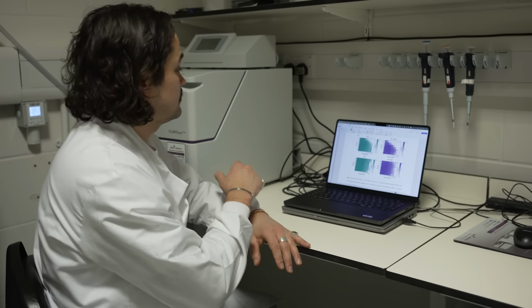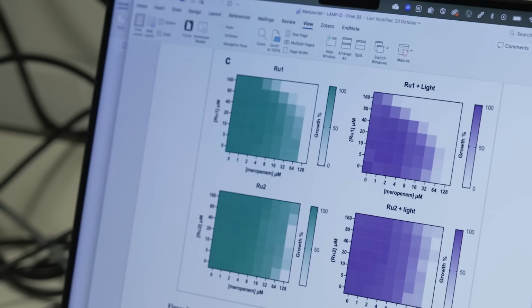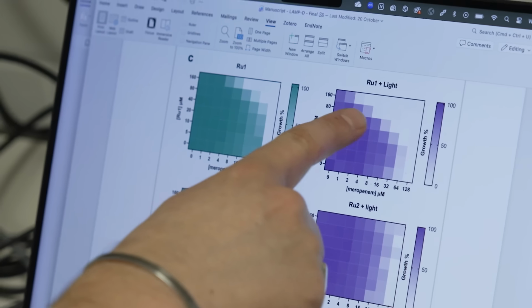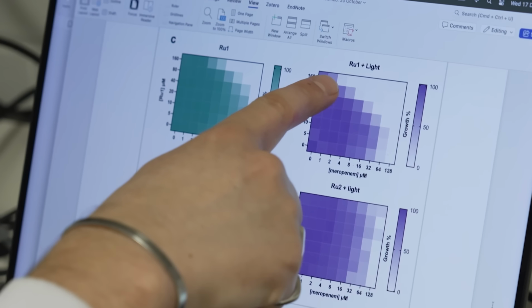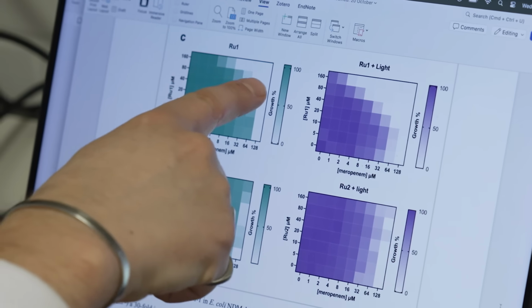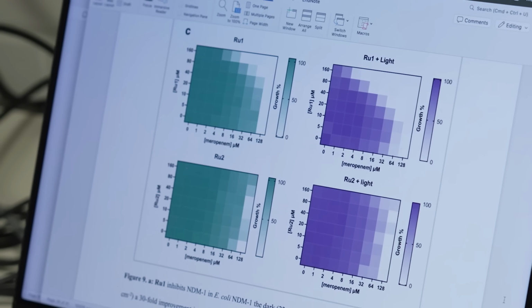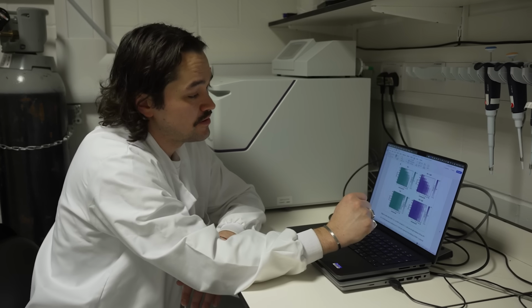After the bacteria has been growing for about 24 hours, we need to measure this. So this machine here measures bacterial growth, and so you can see here that at higher concentrations we see no bacterial growth, especially when irradiated with light, compared to when we do this in the dark. It's rescuing the activity of this antibiotic.